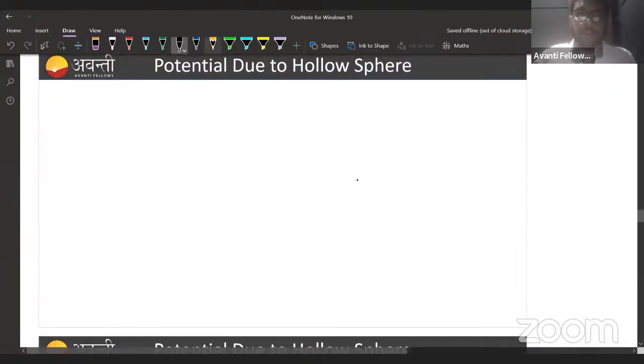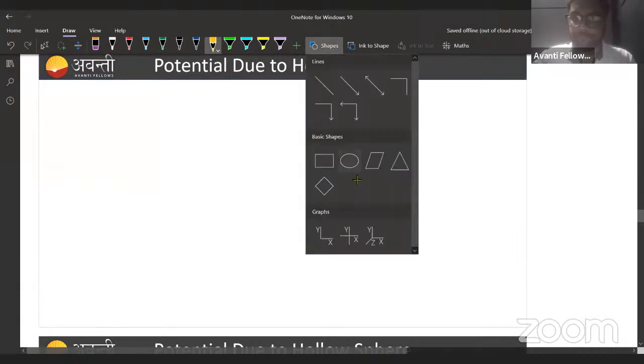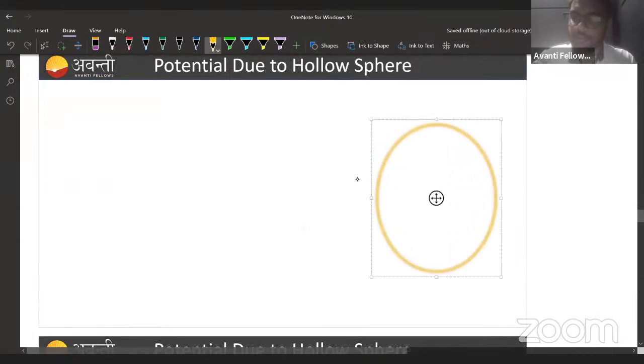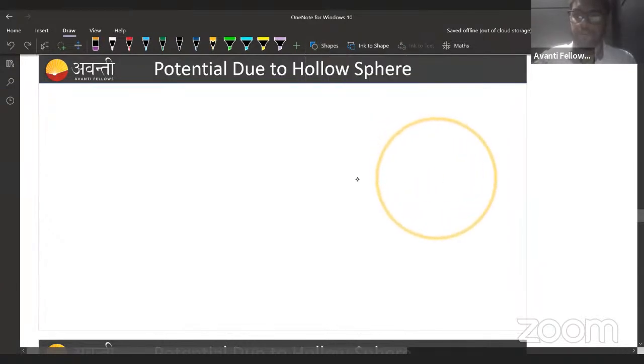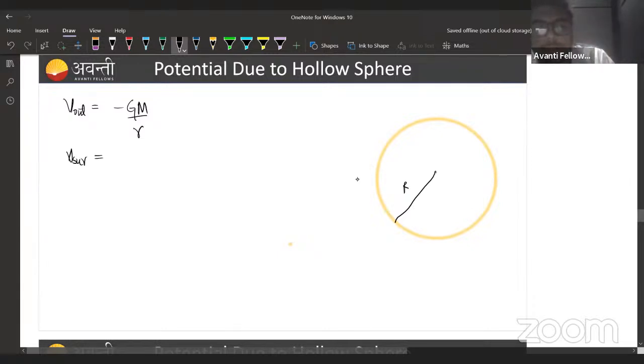Potential due to a hollow sphere. It is simpler than the previous one. This is, let's say, a hollow sphere, of radius, let's say, capital R yet again. Now V outside, since it is a sphere, it will act as GM by R, means it will act as a point object. V on surface is pretty simple. Instead of r, you have to substitute capital R.